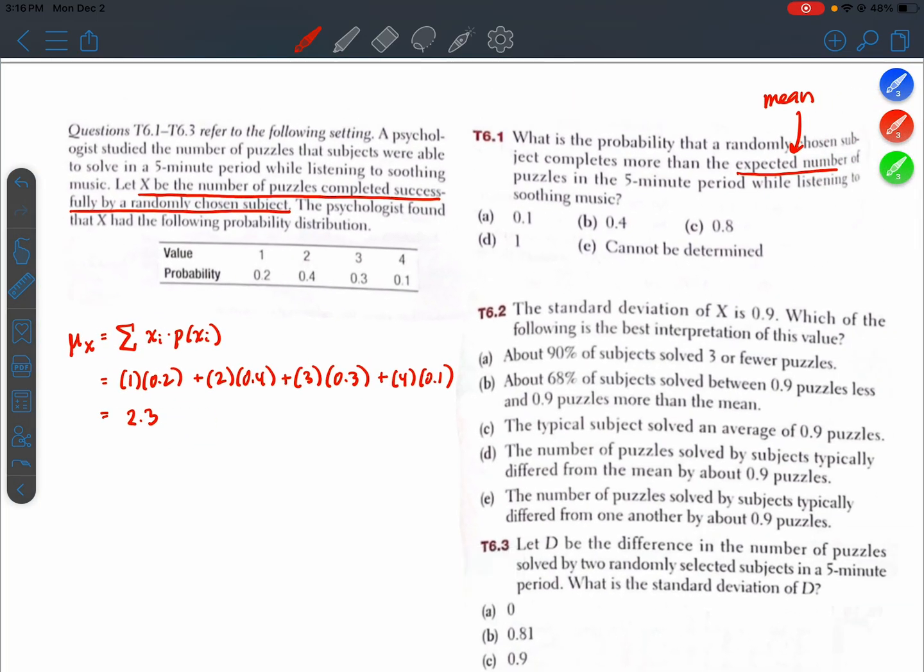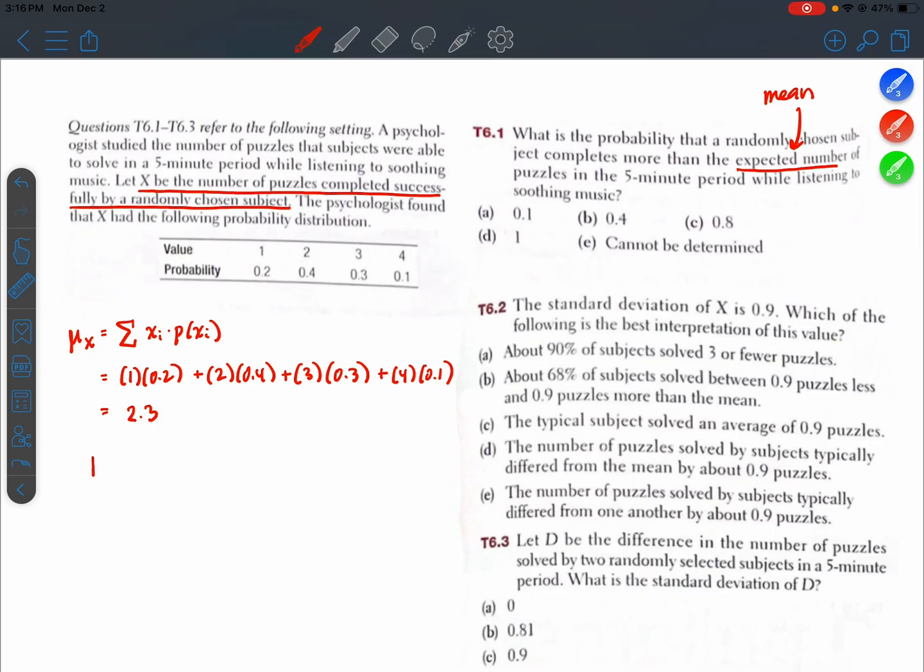Now back to the question: what's the probability that a randomly chosen subject completes more than the expected number of puzzles, meaning more than 2.3? What's the probability that X is greater than 2.3? Well, there's only 2 values in this distribution that are greater than 2.3. It's 3 and 4. So that's 0.3 plus 0.1, giving an overall probability of 0.4. We're looking at those outcomes right there. So the answer to number 1 is 0.4.